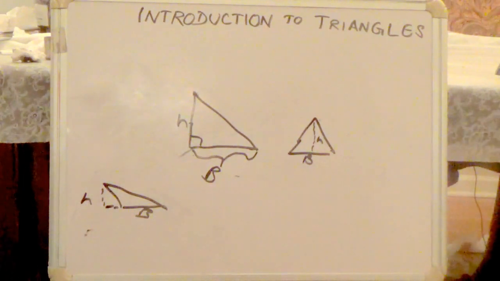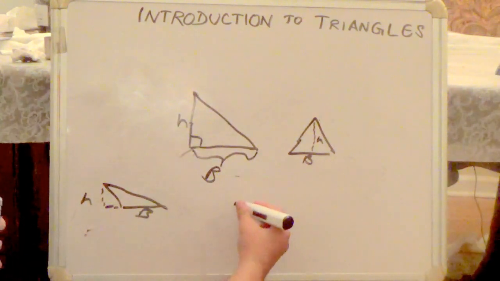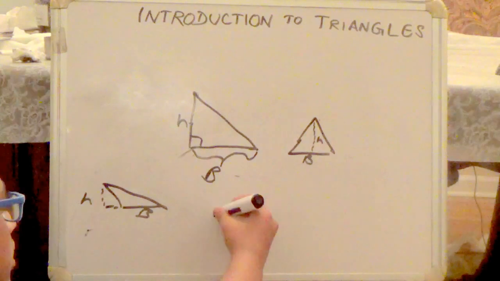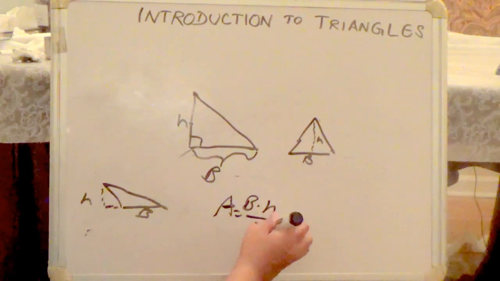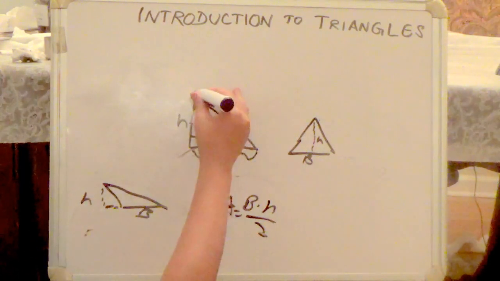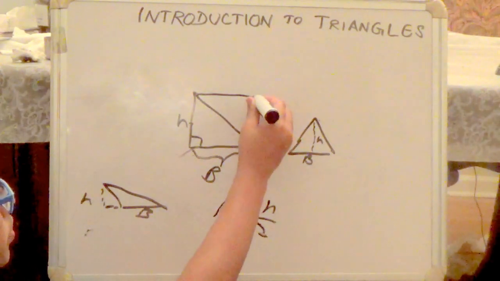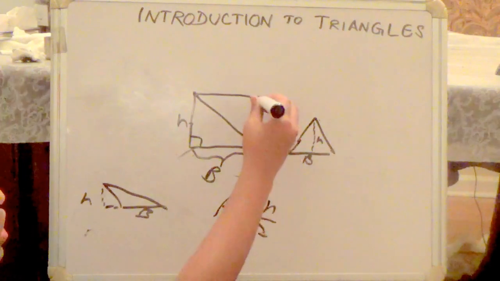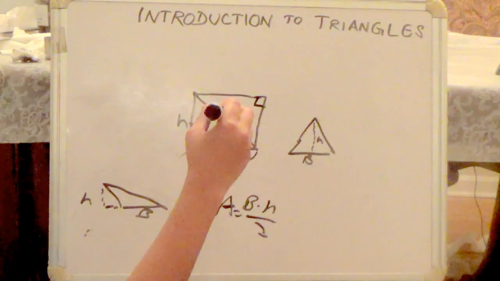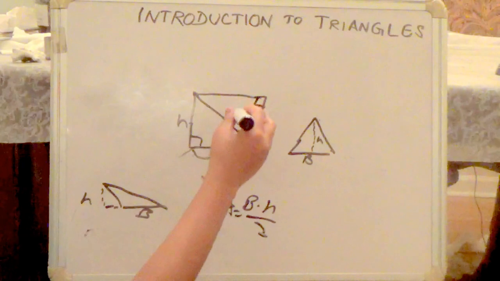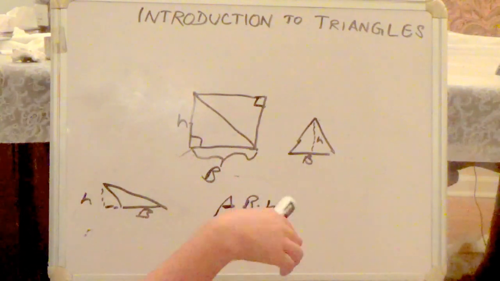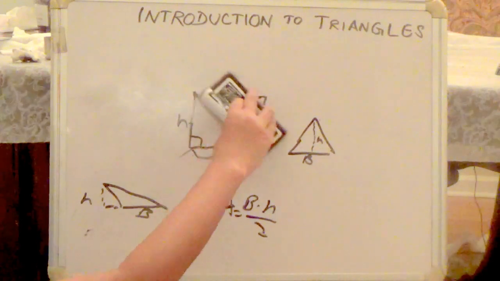Okay, so the reason I'm trying to clarify with base and height is because the area of a triangle relies on knowing what the base and height are. So the area of the triangle is the base times the height divided by 2. Why divided by 2, you ask? Because a base times the height, for a right triangle, would mean a square. So the base times the height is the area of the square, which is 2 of the triangles. So one of the triangles is the base times the height divided by 2.